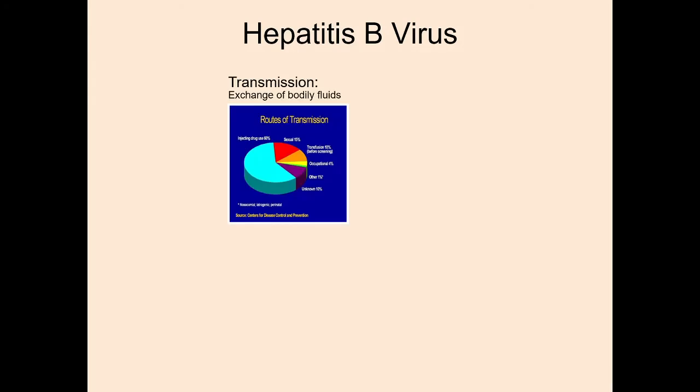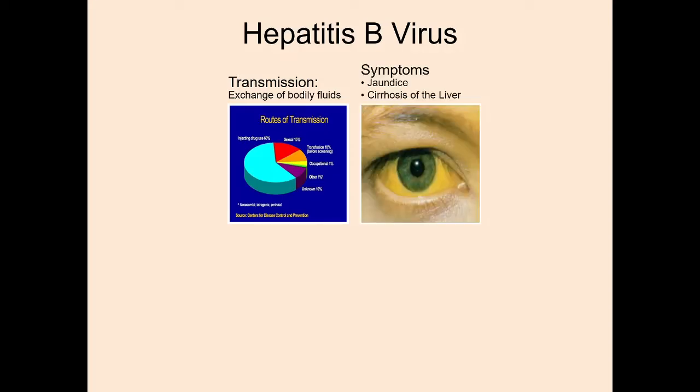So hepatitis B is transmitted through exchange of bodily fluids. The number one most common route of transmission is injecting drug use. About 60% of cases are attributable to injecting drugs using a shared needle. About 15% of the time, the transmission is sexual. So it's worth being aware that this is a sexually transmitted infection.